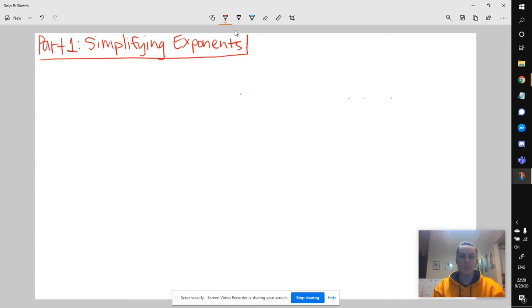All right, so part 1 is simplifying exponents. And that's going to basically boil down to 4 rules, right? So the first one is if you have x to the power of a times x to the power of b, so x to some power times x to some other power, you just add the exponents, right? And similarly, if we have x to a power divided by x to a different power, you're going to subtract the exponents. Make sense?